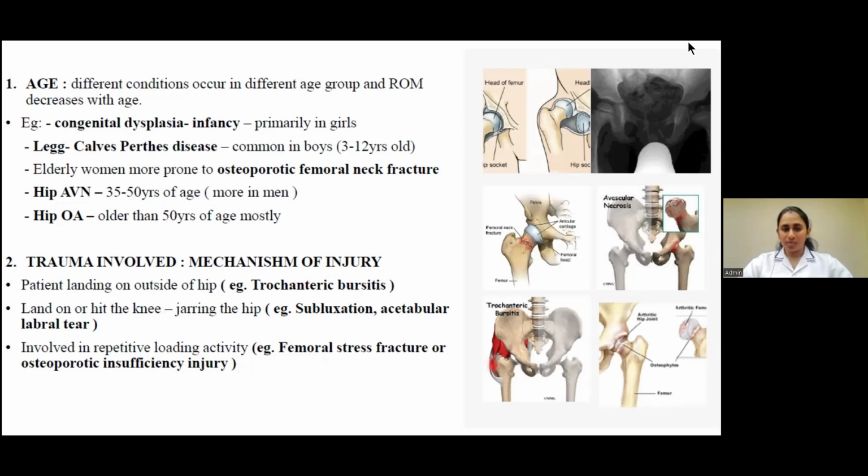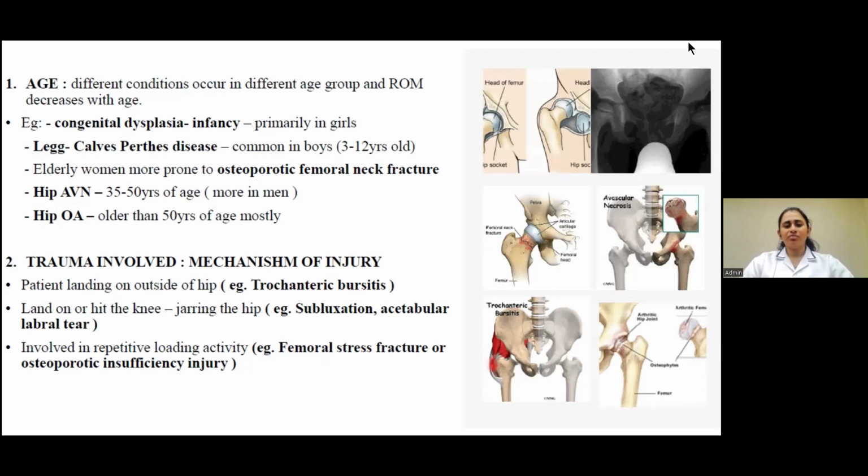Then there is hip osteoarthritis, very commonly seen in females who have attained menopause or are postmenopausal, and males who are mostly 50 years of age and above.